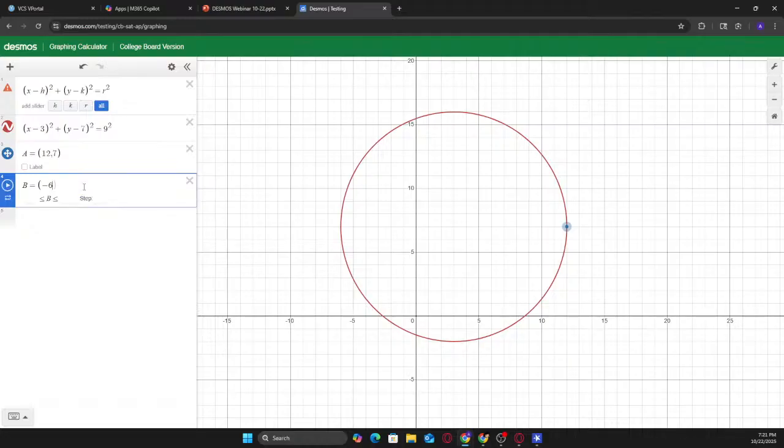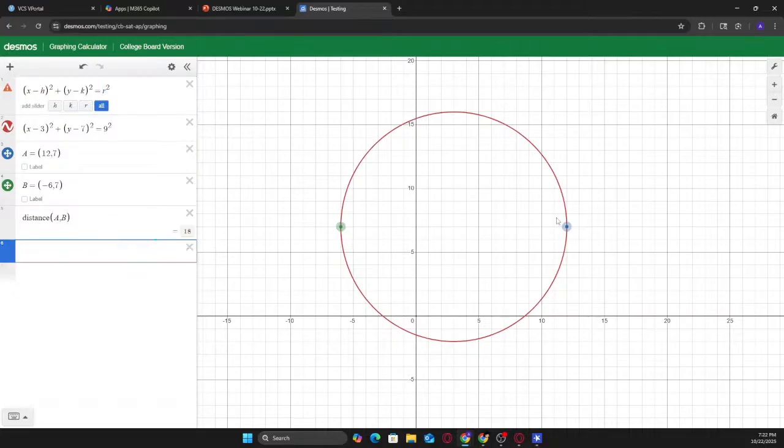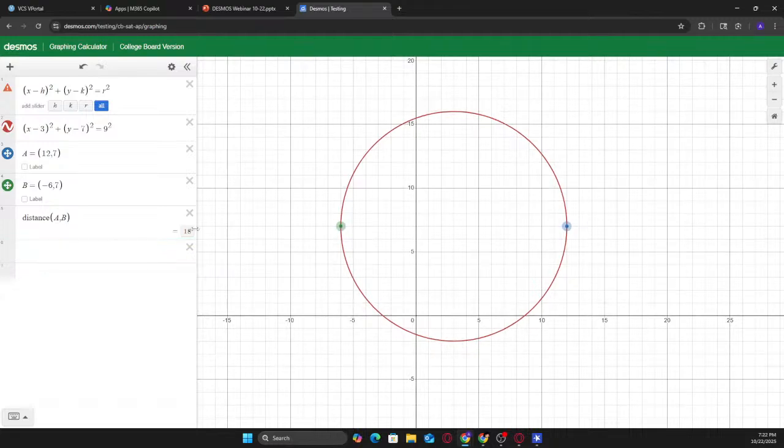Alright, so we have that. We can take two things. We can do the distance of the two, so AB. That gives you 18. And now look at this. The distance between these two points is called the diameter.